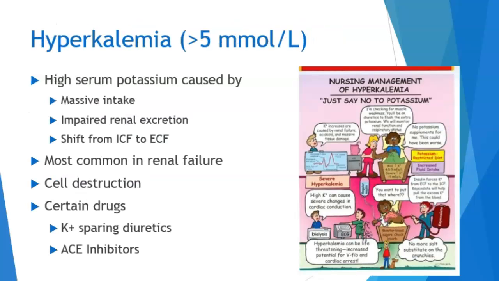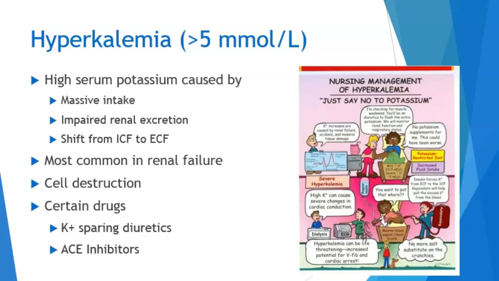So what happens if we have too much potassium? Hyperkalemia is greater than 5 millimoles, and it can be caused from massive intake. Now, one thing about replacing sodium in the diet, some of the sodium replacements are potassium. So keep that in mind, like Mrs. Dash. You tell a patient to stop sodium, they trade for Mrs. Dash, which is low in sodium, but they've substituted that sodium for potassium. So if they have had a massive intake, then we might see a hyperkalemia.